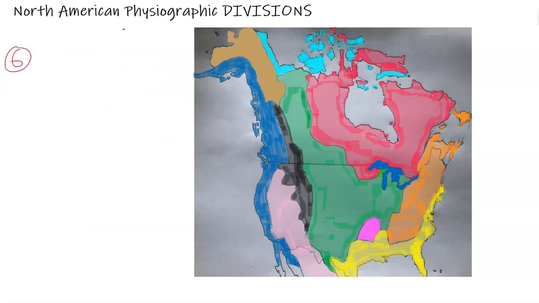Now, our next division in North America is this very large green one, right smack in the middle, and that is the Interior Plains.